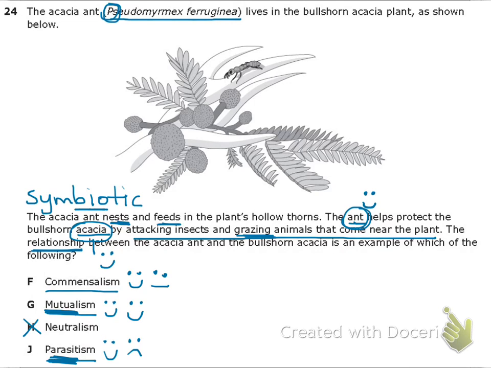So our correct answer choice, because both organisms are getting a benefit from the relationship, is mutualism. If one of them had been harmed by the relationship, it would be parasitism, and if one of them had been unaffected, not helped or harmed by the relationship, it would be commensalism.